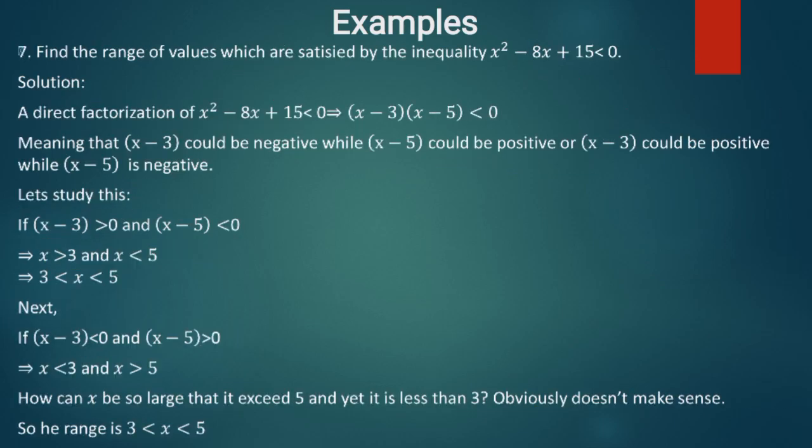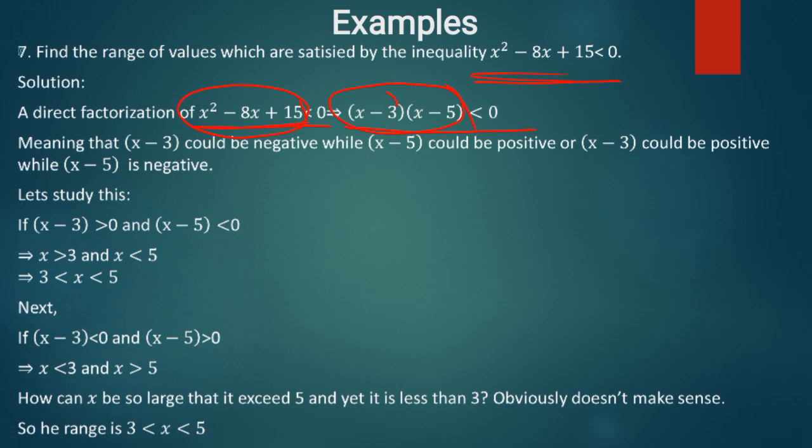The next question says, find the range of the values which are satisfied by the inequality x squared minus 8x plus 15 less than 0. We want to find the range of the values that this inequality satisfies. Okay, first thing first, you factorize, right? I'm sure you remember how to factorize from JSS 3 or JSS 2. So you factorize, you should arrive at these two terms here. I'm not going to teach you how to factorize. So factorize, check. If you don't remember, bring out your textbooks from secondary school and factorize. You should get those values.